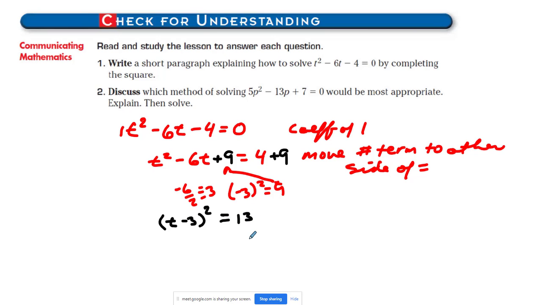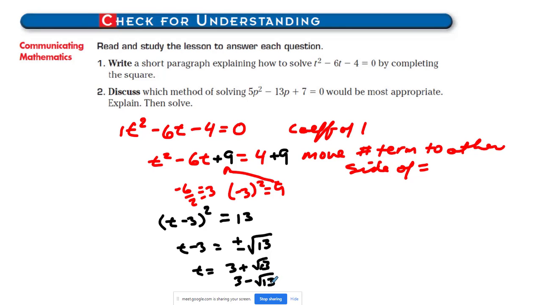Then what we do is take the square root of both sides. On the left, we're going to have t minus 3. And on the right, we're going to have plus and minus, not just plus, the square root of 13. You've got to remember that. Solve for t, add 3 to both sides. t is going to be 3 plus the square root of 13, or 3 minus the square root of 13.